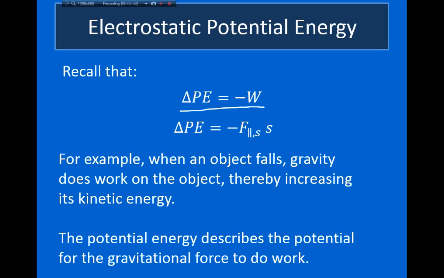Furthermore, recall that work describes the tendency for a force to either increase or decrease the kinetic energy of an object. And remember that it is the component of a force that is parallel to the displacement that tends to speed up or slow down an object. And this is why work is equal to the component of the force that is parallel to the displacement times the displacement. Now, the reason this negative sign is here is because according to the work-energy theorem, work is equal to the change in the kinetic energy. And remember that when the kinetic energy of an object increases, the potential energy has to decrease. So that's why this negative sign is here.